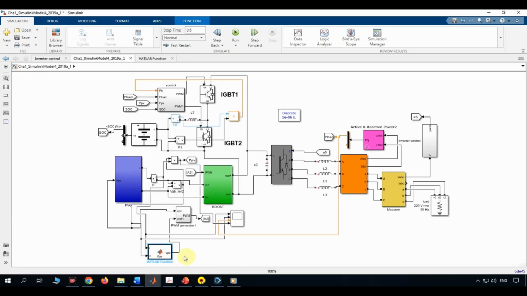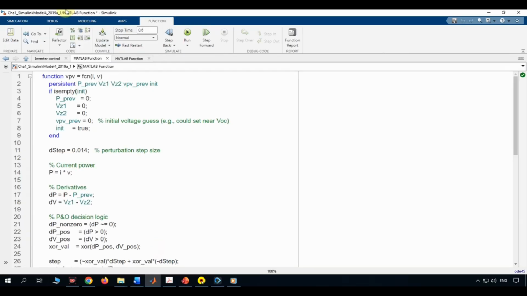This is the perturb and observe, P&O, MPPT algorithm, implemented as a discrete MATLAB function block. It's the same logic as the diagram you showed earlier, just written directly in code instead of built from 1/Z delay blocks and logic gates.